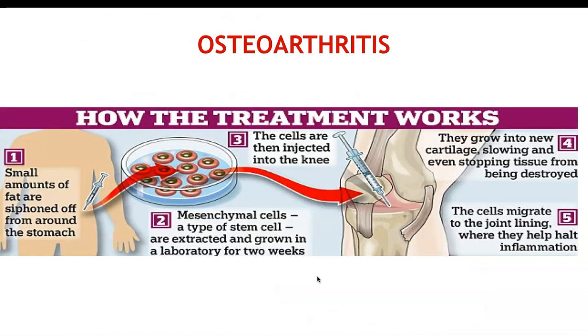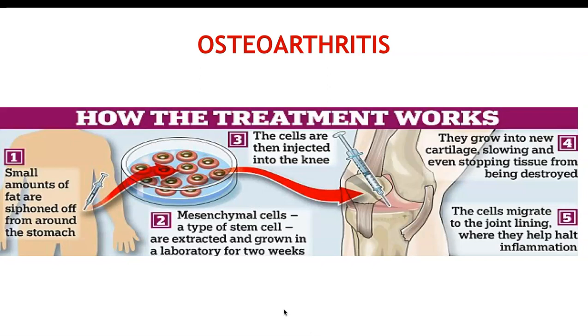Now, how can osteoarthritis be treated with these stem cells? A small amount of fat is siphoned off from around the stomach region. Now the mesenchymal cells, which are a type of stem cells, are extracted and grown in a laboratory for around 2 weeks. Now these cells are injected into the knee.